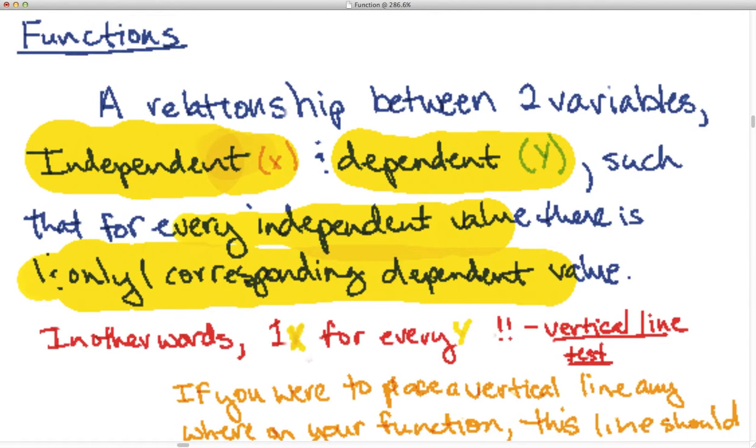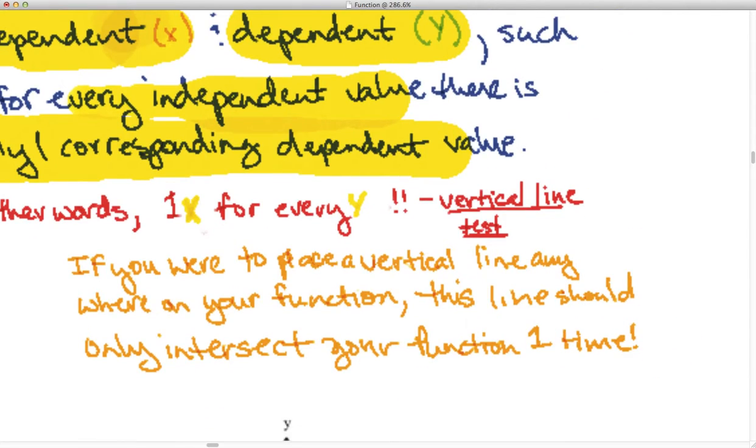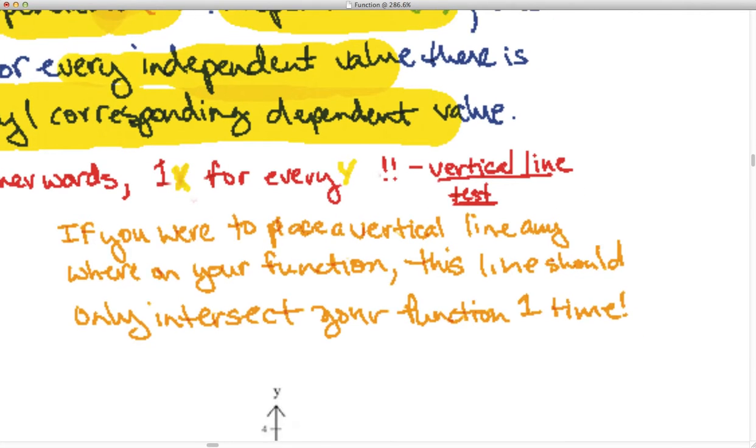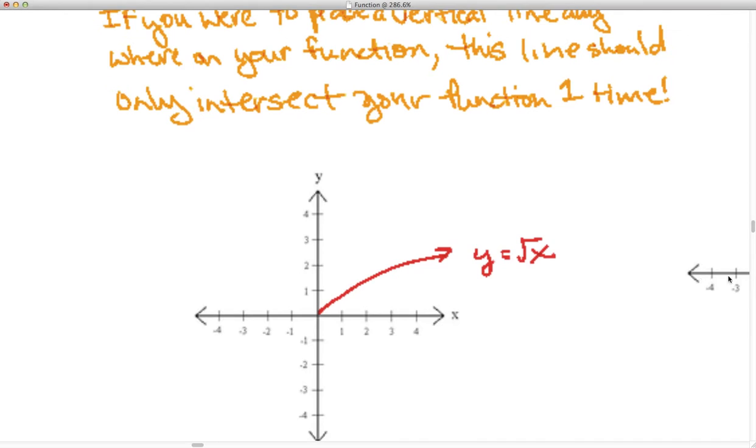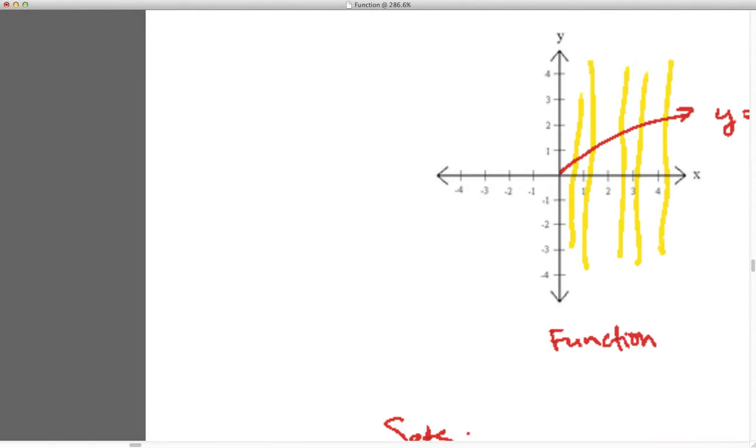Okay, this is pictorially demonstrated if we were to look at the vertical line test. If you take an imaginary vertical line anywhere in your function, then you're going to end up crossing or intersecting your function one time if it is a function. But if not, then it's just a relationship. So if I'm looking at this here, you see how no matter where I put this vertical line, I'm only going to intersect it once. So that is a function as a result.